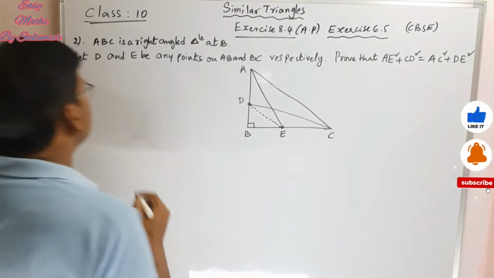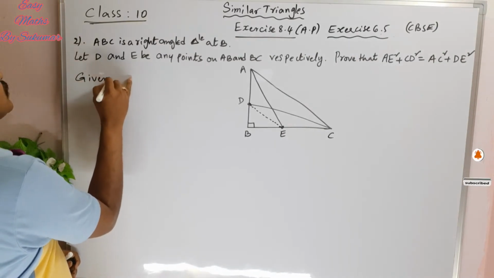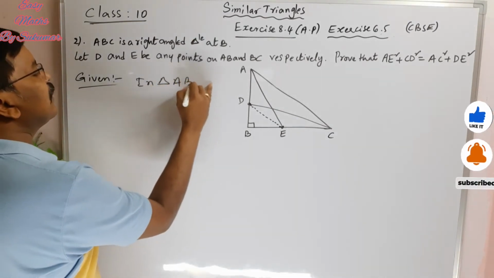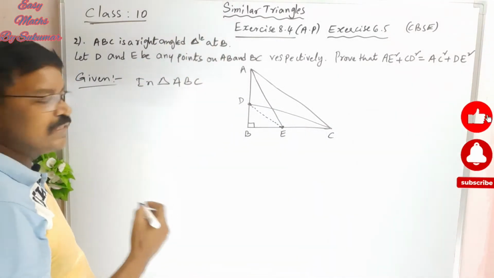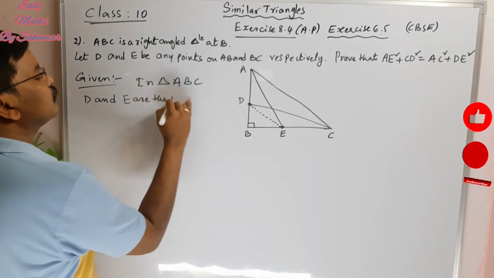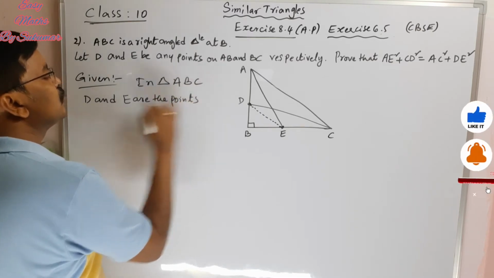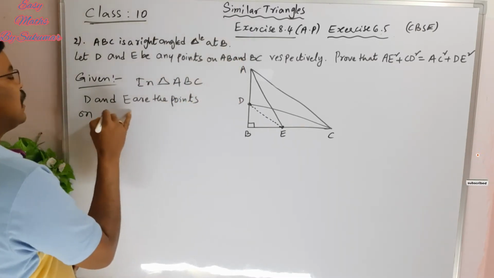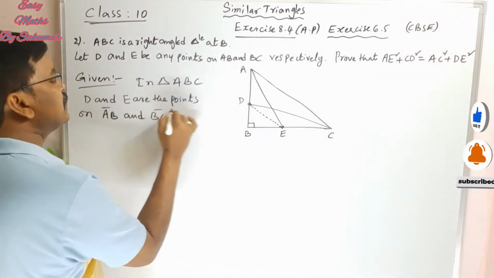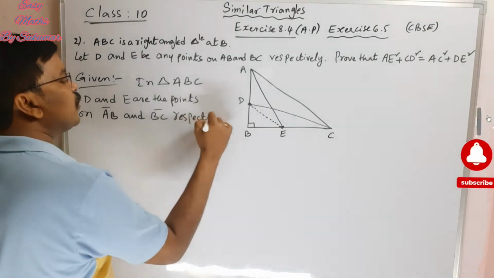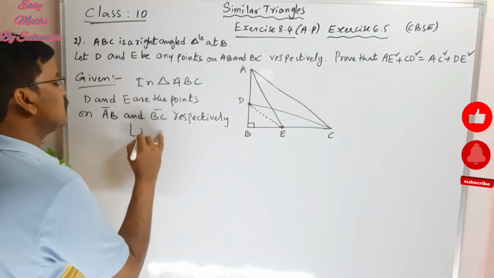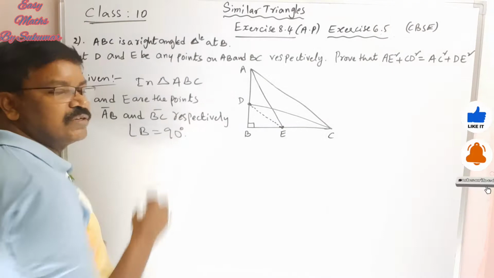Okay. Now here, my dear students, what is given here, we will write. We will write what is given. Right. In triangle ABC, what are the points here? D and E are the points on AB and BC respectively. Okay. And one more thing is given. Angle B is equal to 90 degrees.